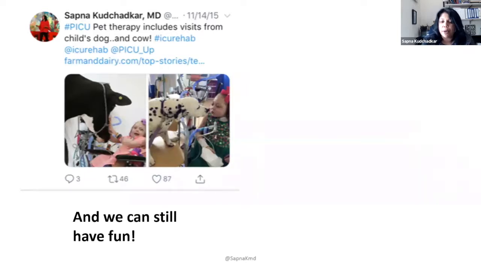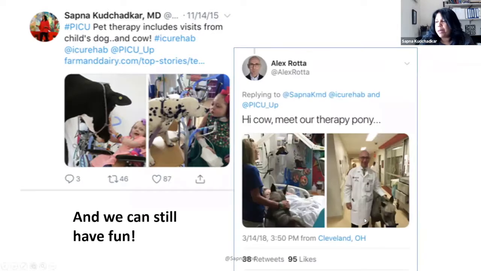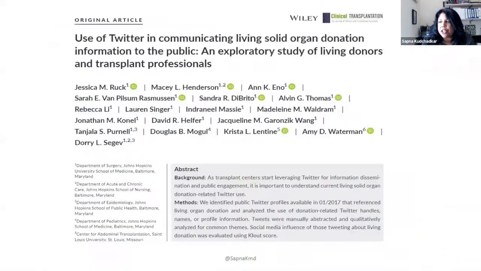So we talked about bringing a cow to our Pediatric Intensive Care Unit. And then the Rainbow Babies Pediatric ICU talked about bringing their therapy pony. So again, social media is not always all work. We can have fun as well. So what about patient care?